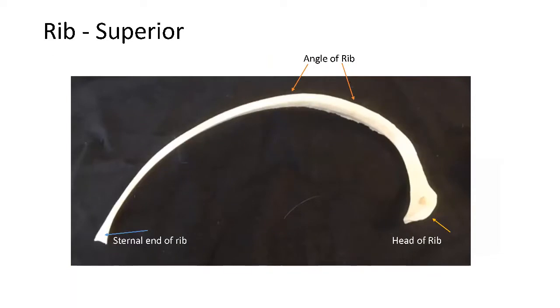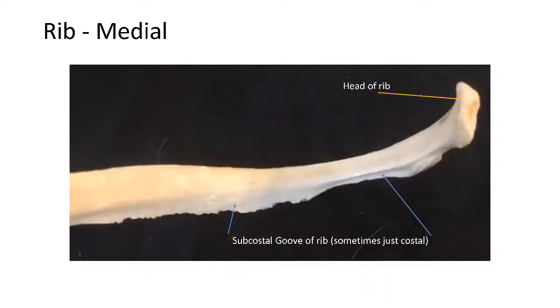Ribs. For the ribs, this is the first bone you will have to be able to tell right versus left. The key to this is the landmarks of the rib. We have the head of the rib that goes to the vertebra. We have this angle of the rib that is the curvature, and the sternal end of the rib is what attaches to the sternum.